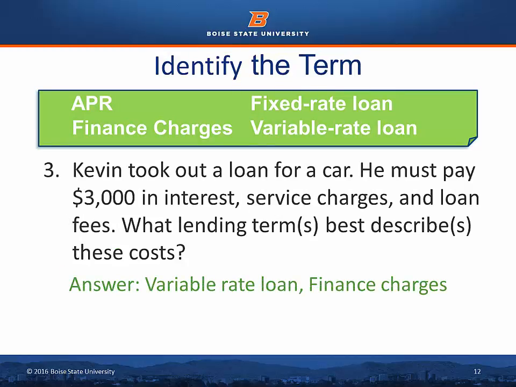Kevin took out a loan for a car. He must pay $3,000 in interest, service charges, and loan fees. What lending term best describes these costs? Answer: variable rate loan and finance charges.